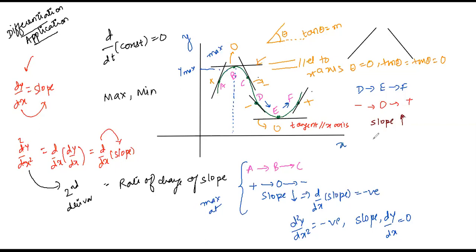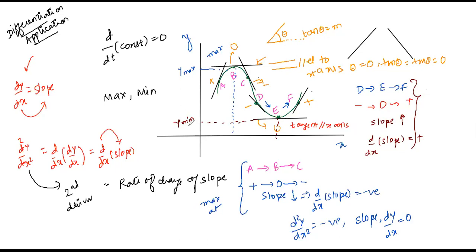Absolutely correct. So if the slope is increasing, then the rate of change of slope, or d by dx of slope, should be positive or negative? Positive. Absolutely correct, Monica. So what can we conclude? That, at this point, tell me what is your observation? At this point, what is your observation? Here, is y maximum or minimum?